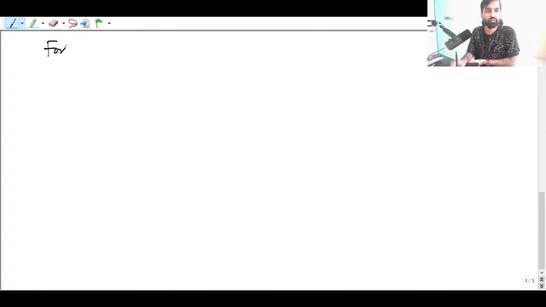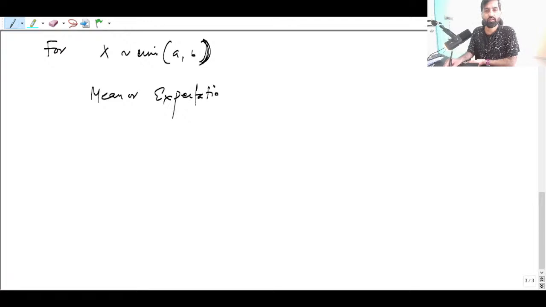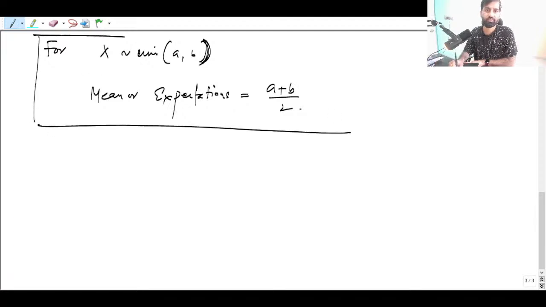So for a random variable which is uniform, with parameters given as a and b, the mean, or the expectation, is going to be a plus b by 2.